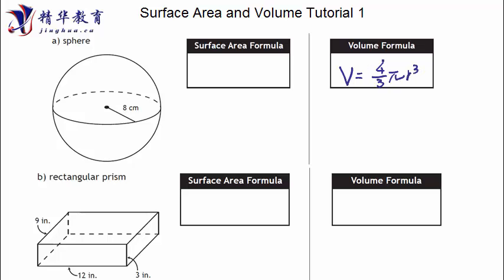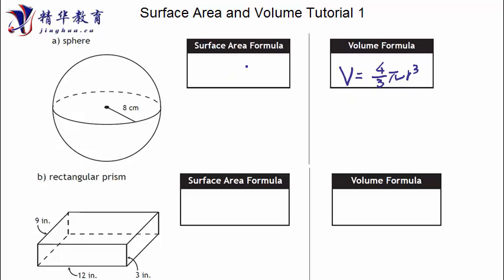So how do we remember this? 4 over 3 is just a fixed number, just remember this. Pi, when we talk about circles, we talk about pi, right? And r is the radius, cubed. Because we talk about volumes, and this is the standard for the cube. When we talk about volumes, we cube. Talking about area, we talk about square. So this is how you remember it.